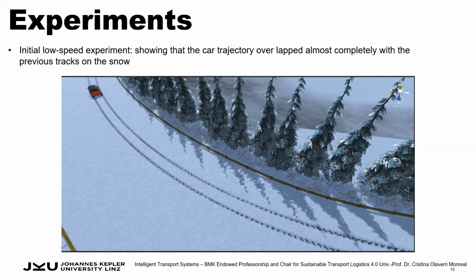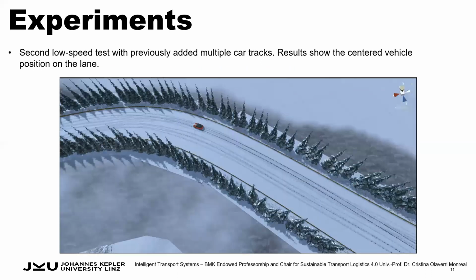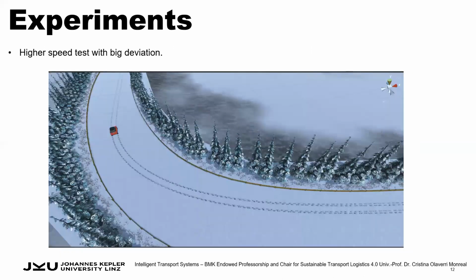Then a second experiment was carried out in which a lot of car tracks were added in advance to simulate more complex snow road conditions. This image shows that the vehicle could still maintain a center position in the lane. Next, the experiment was performed at a higher speed of 100 kilometers per hour. The results showed that the vehicle could stay in the correct lane range most of the time.